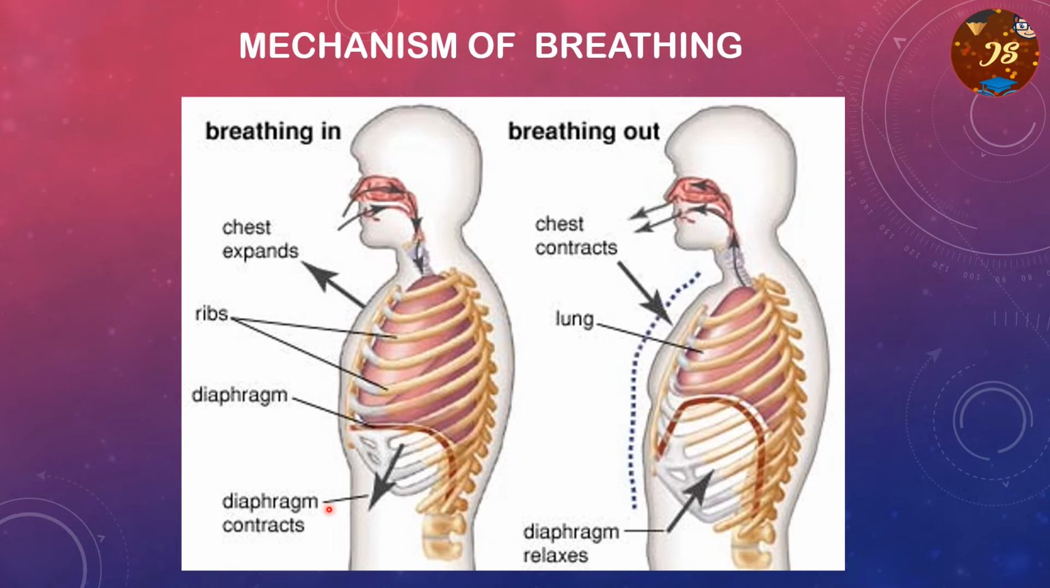Now, what is the mechanism of breathing? This is a very easy figure which you can draw in your exam copy also. This is breathing in, that means inhalation. You can see that this part is the diaphragm, these are the ribs, and when the air comes in, the chest expands outward and the diaphragm contracts. You can feel it by taking a little breath now. And when you are breathing out, that means exhaling, the chest contracts and comes into its normal position. The diaphragm also relaxes, and this is the lung. So this is the mechanism of breathing which we feel daily in each and every moment of our life.